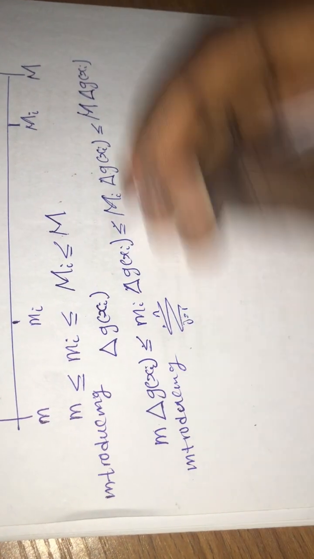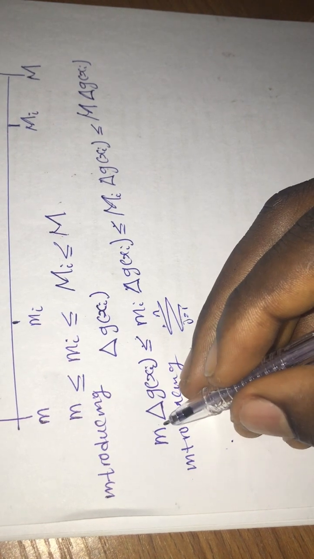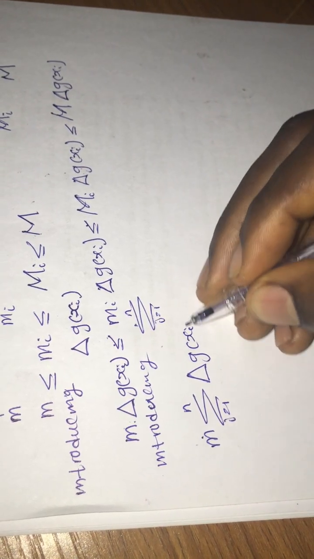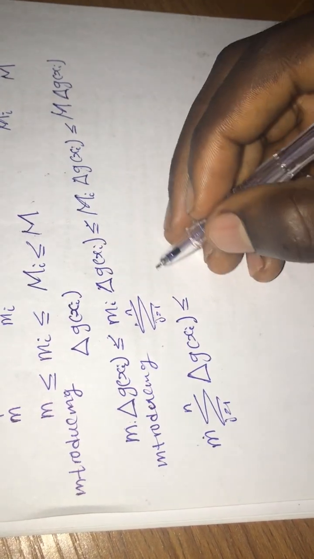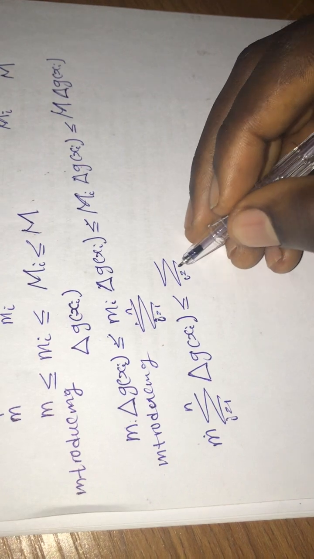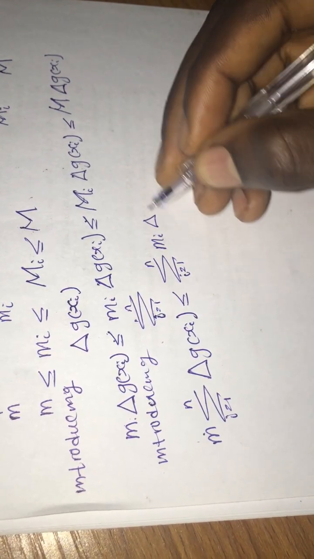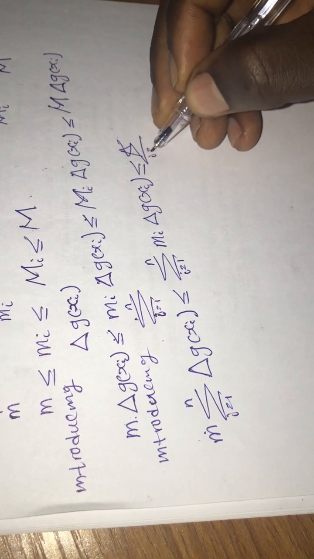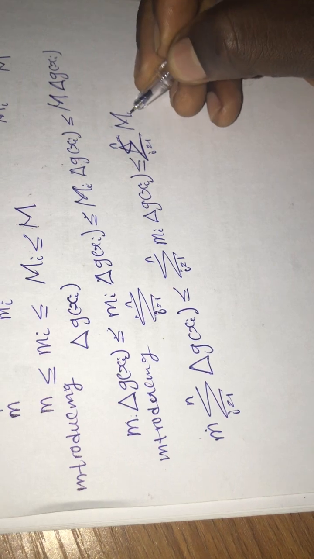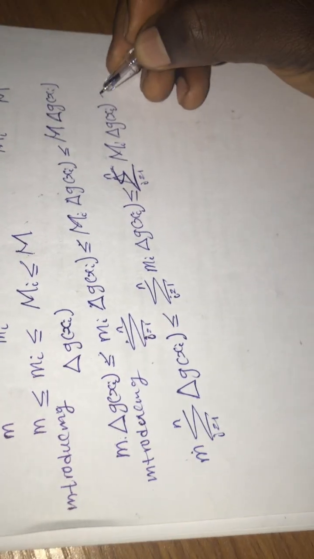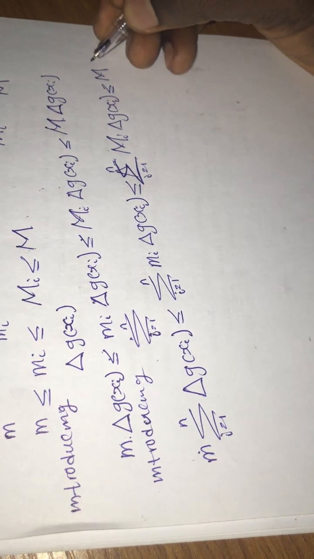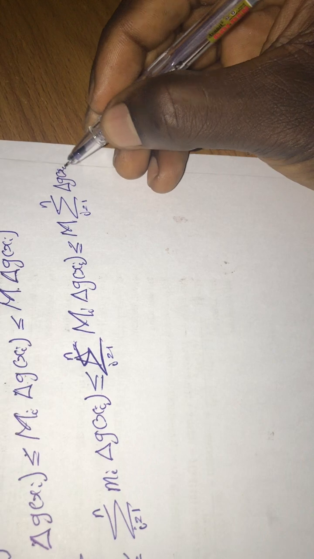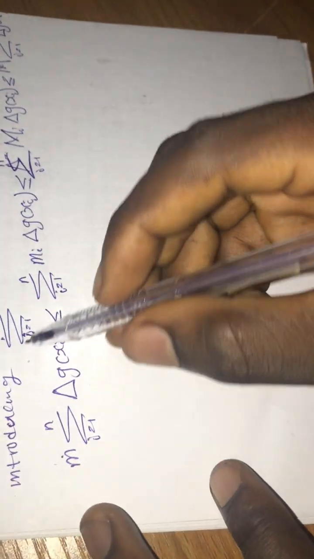Now if you introduce it over the inequality here, there's no i here, so we can write it as m summation i equals 1 to n delta g(x_i), less or equals to, now this one is having i, so it will be included: summation i equals 1 to n m_i delta g(x_i), less or equals to summation i equals 1 to n M_i delta g(x_i), less or equals to, there's no i here, so we can bring it out: M summation i equals 1 to n delta g(x_i).